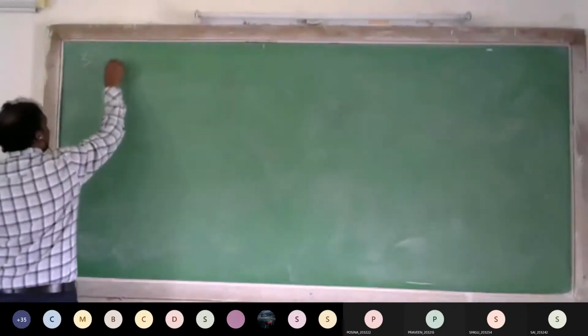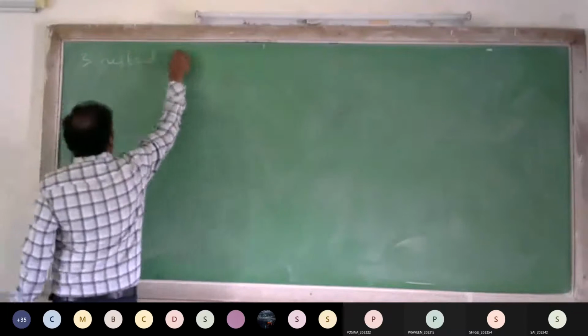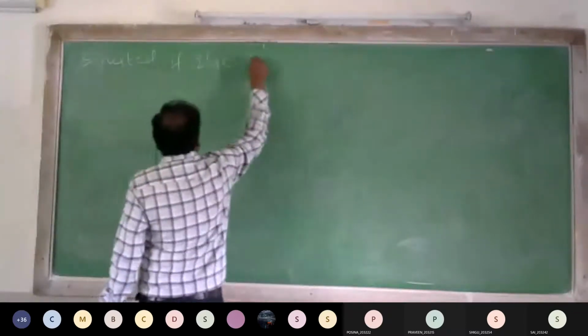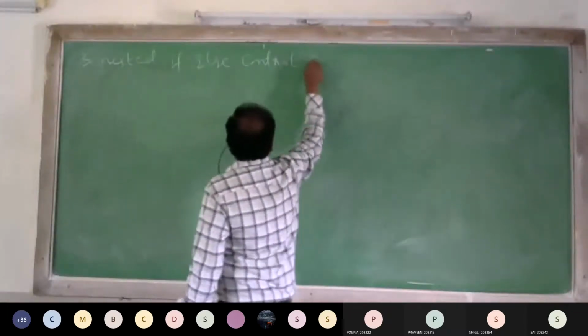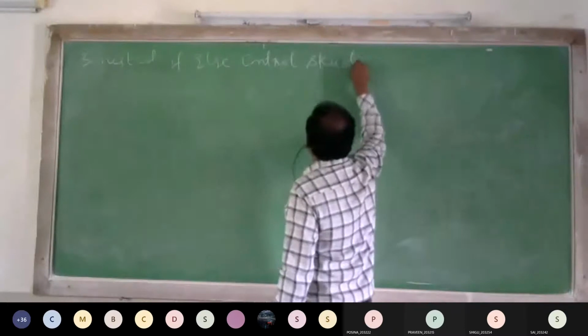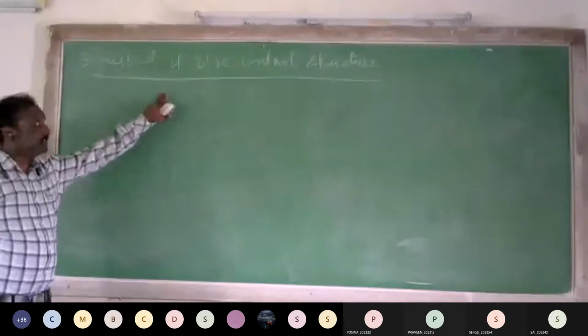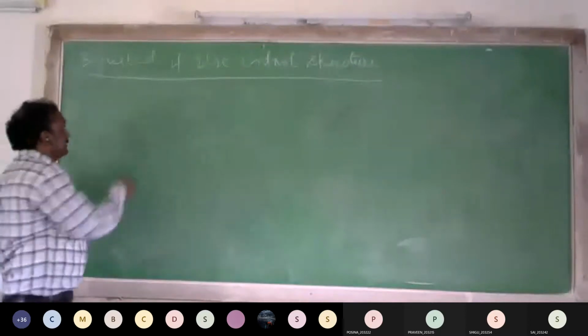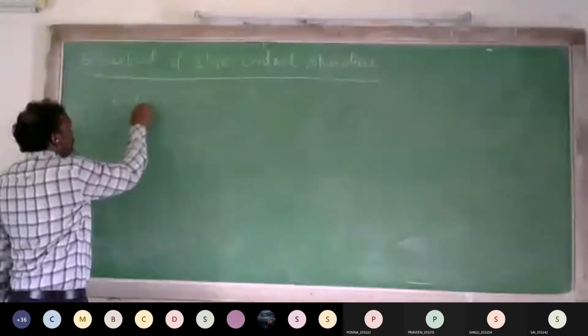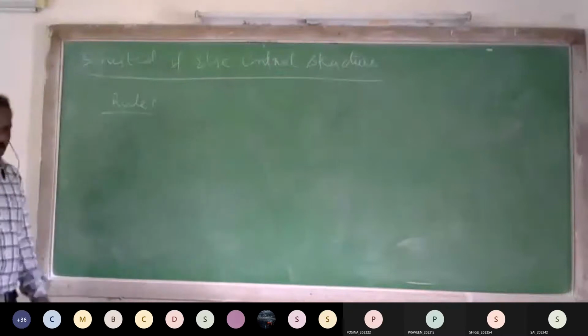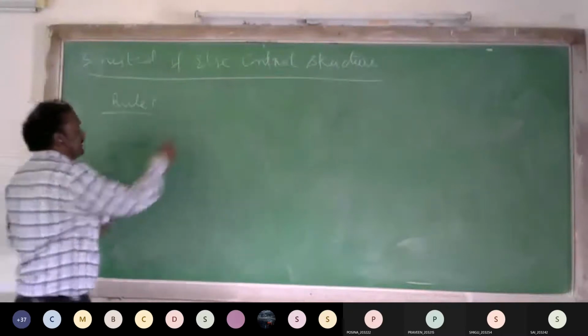Nested if else control structure. This is the third conditional control structure. The rule for this is like this.